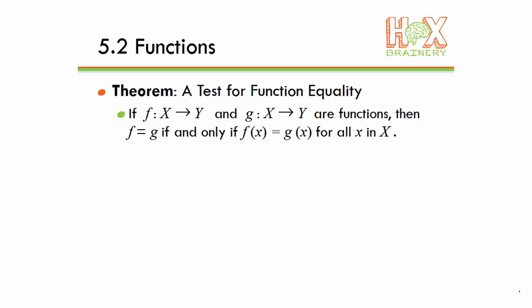Here we have a theorem that's a test for function equality. If F relates elements in X to elements in Y, and G relates elements in X to elements in Y, and these are both functions, then F is equal to G if and only if F of x is equal to G of x for all x in set X. So basically the outputs for F and G are the same for all x.